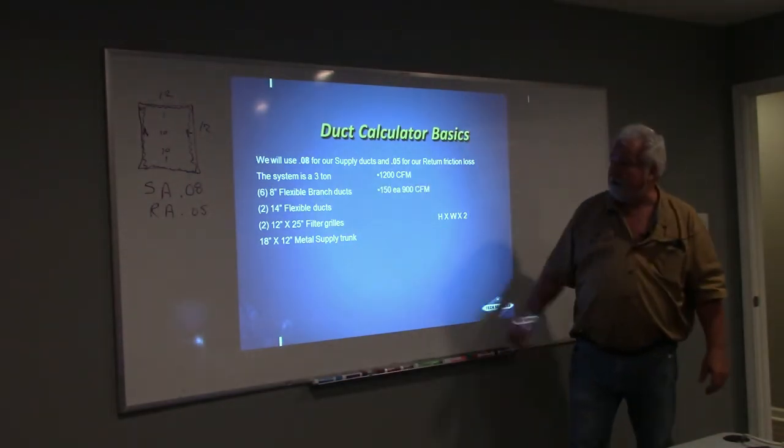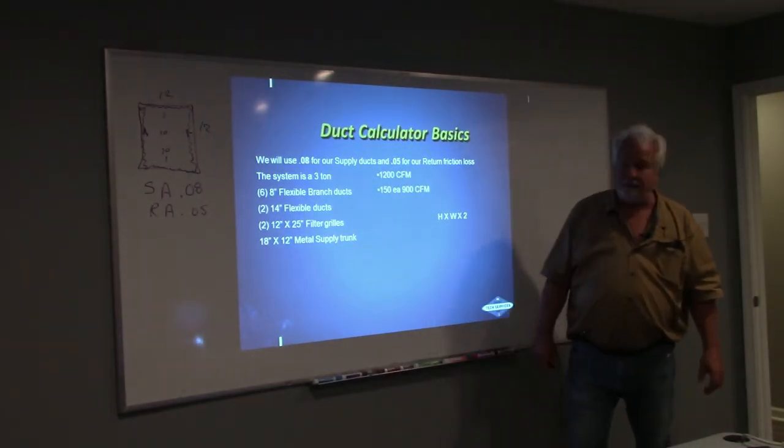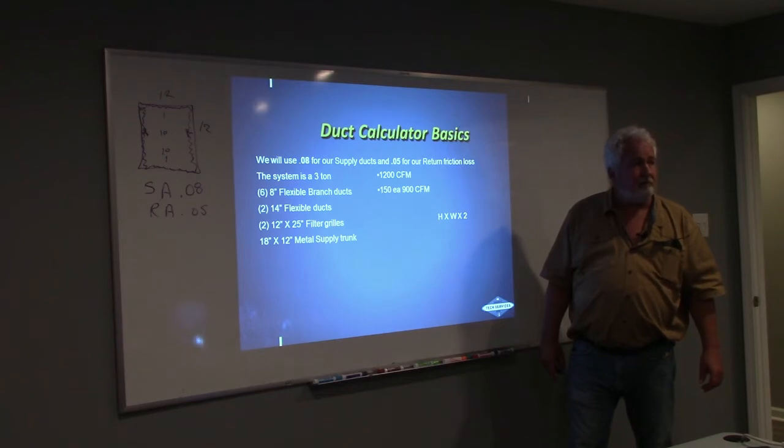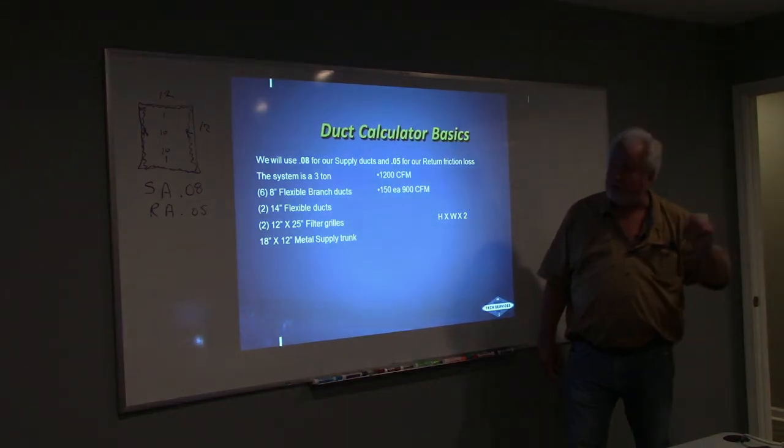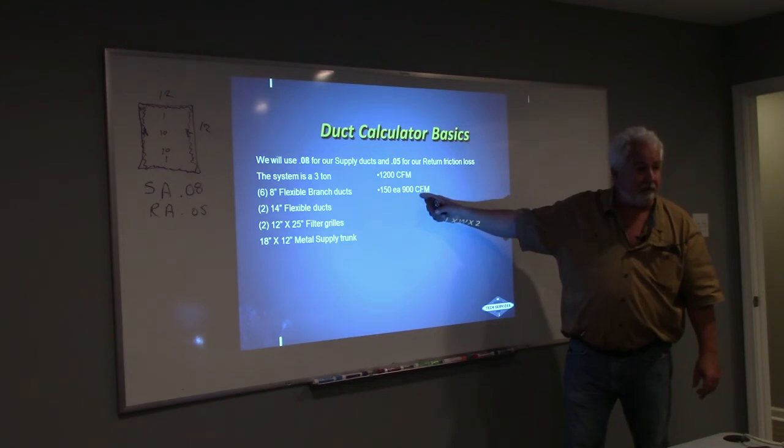Got 150 times 6 ducts. How much air am I moving? 900. How much am I supposed to move? 1200. What just happened? Probably should have made those some 9s. We made those 8-inch metal and turned that into an 8-inch flex, and I can't move the same amount of air. I typically would go one size larger. Okay, so we know we screwed up already here, right?